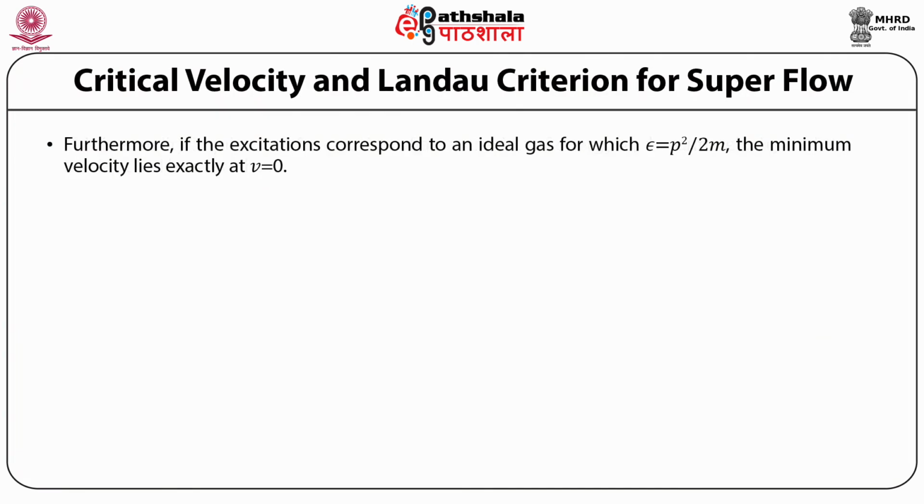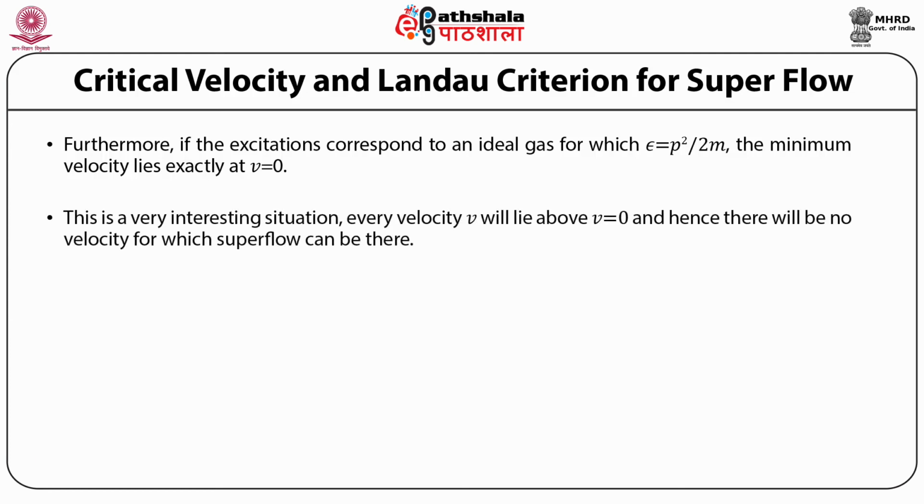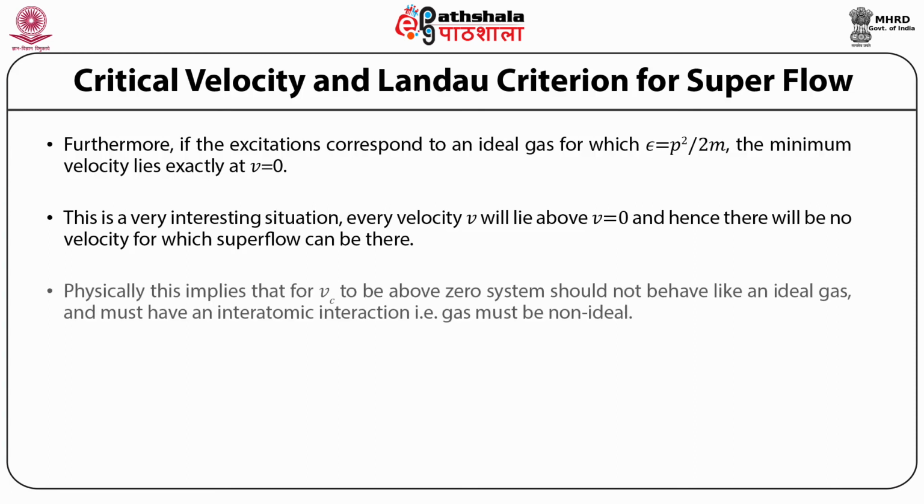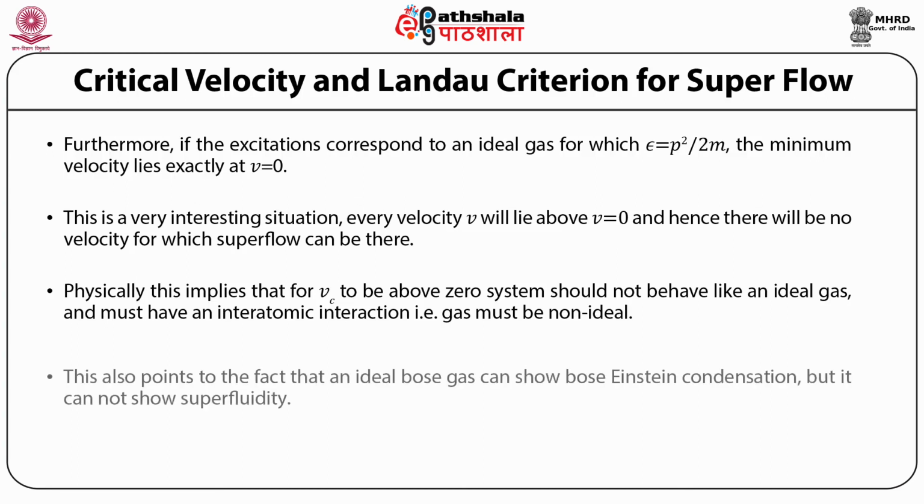Furthermore, if the excitations correspond to an ideal gas for which epsilon is equal to p square upon 2m, the minimum velocity lies exactly at v equal to 0. This is a very interesting situation. Every velocity v will lie above v equal to 0 and hence there will be no velocity for which superflow can be there. Physically, this implies that for Vc to be above 0, the system should not behave like an ideal gas and must have an interatomic interaction, that is, the gas must be non-ideal. This also points to the fact that an ideal Bose gas can show Bose-Einstein condensation, but it cannot show superfluidity. For superfluidity to be there, the Bose gas must be non-ideal.